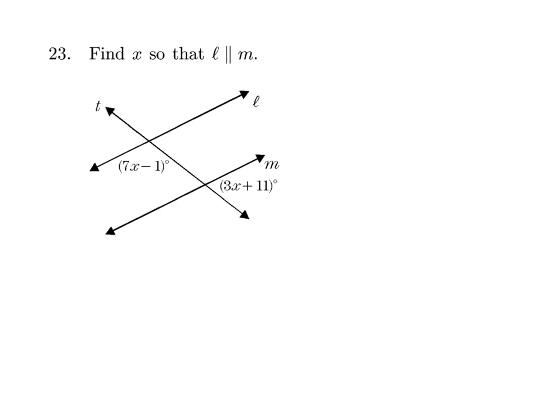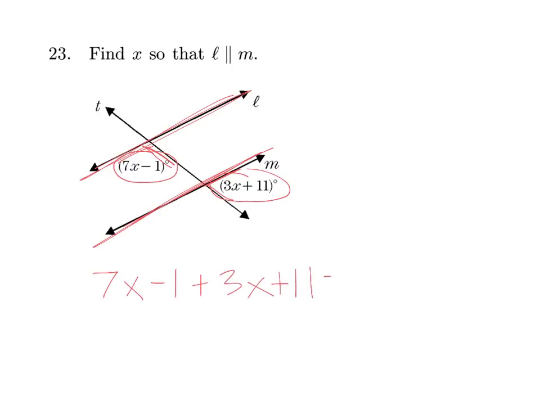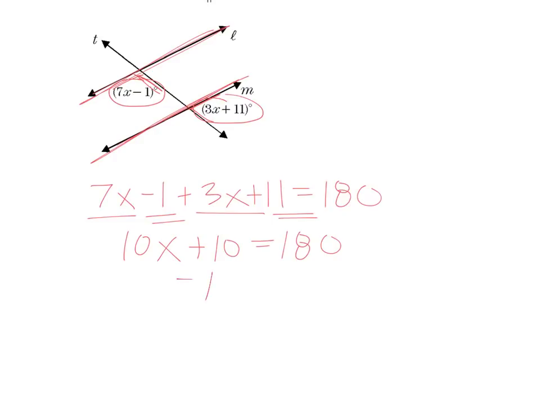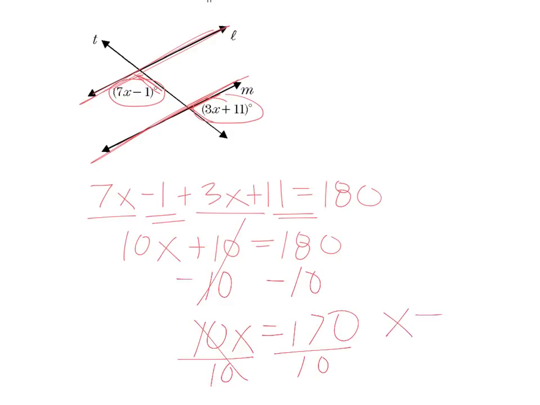Done. All right, find x so that L is parallel to M. How do you find the right value of x? Well, are these equal or are they supplementary? Is there a relationship between these two angles here? There is not. Whenever you don't have a relationship, there's no name, that means they're supplementary. So I have 7x minus 1 plus 3x plus 11 equals 180. So I have 10x plus 10 equals 180. Subtract 10, I get 10x equals 170. Divide by 10, and x is equal to 17. Done.